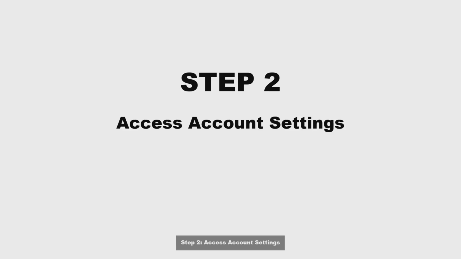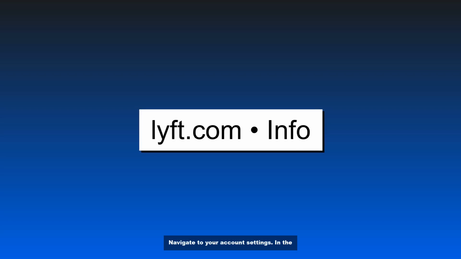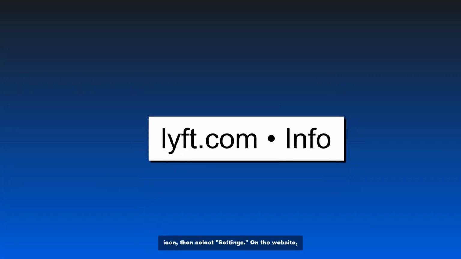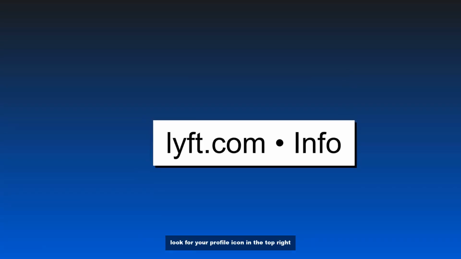Step 2. Access account settings. Navigate to your account settings. In the app, tap on your profile picture or the menu icon, then select Settings. On the website, look for your profile icon in the top right corner and click on it.